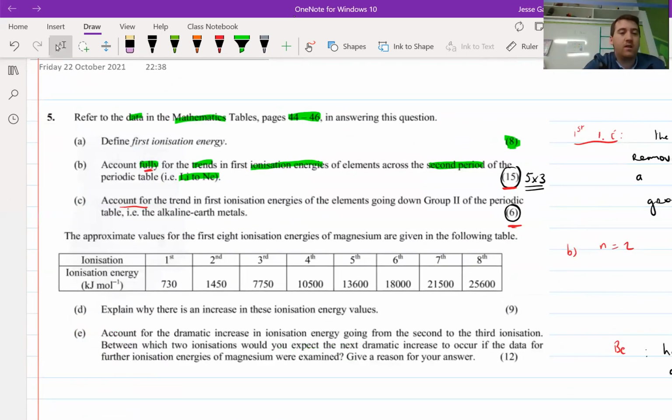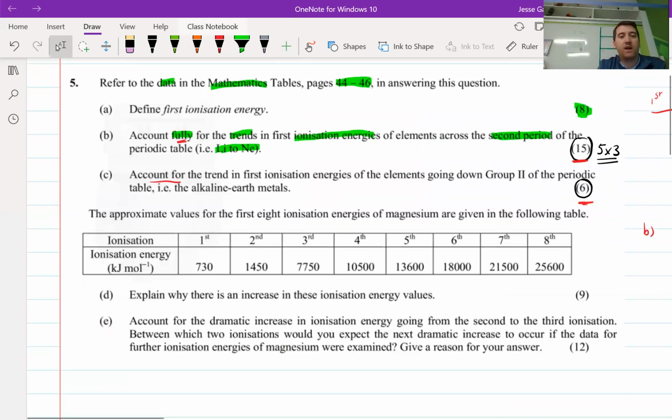It says here the approximate values for the first 8 ionization energies of magnesium. Something that some students got wrong here is they didn't realize that this was the first 8 ionizations for one element. They were looking at different elements. Students mix this up. You take magnesium, you take the first electron, that's called the first ionization. Take a second electron, that's the second ionization. Take the third electron, that's the third ionization, and so on.